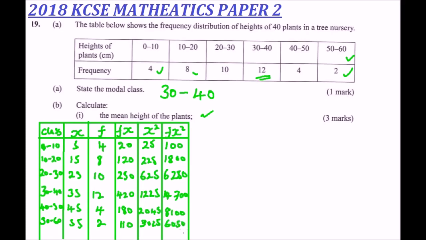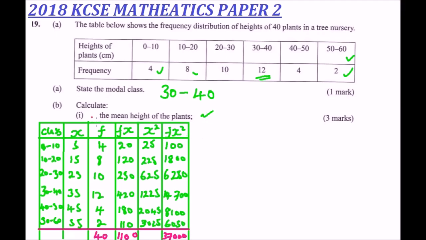So that is our table that we have prepared. We will need to do some summation. So let's do the summation. When you total the frequency here, you get 40. You total fx, you get 1100. Then you total fx squared, you get 7000.